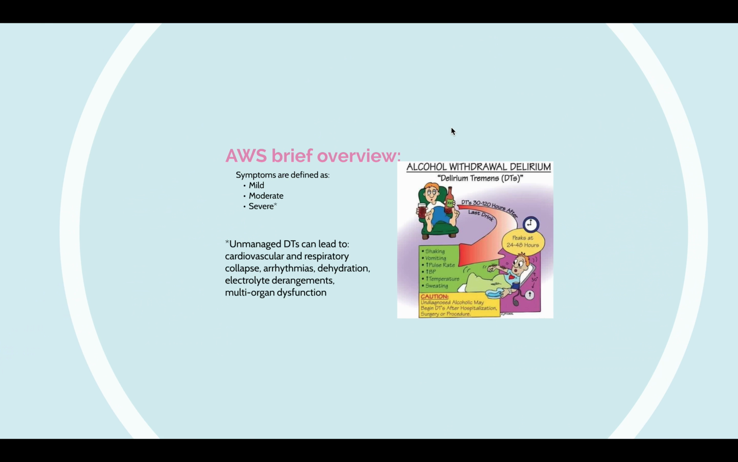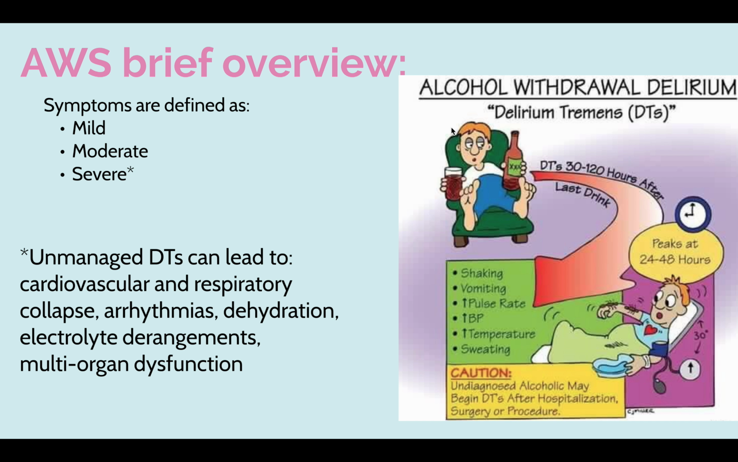Just a brief overview of alcohol withdrawal syndrome. Signs and symptoms are defined as mild, moderate, or severe. Mild symptoms include tremors, anxiety, diaphoresis, tachycardia, and sleep disturbances within 24 hours of the last drink. Moderate to severe symptoms are fever, confusion, clouding of sensorium, hallucinations, and seizures.